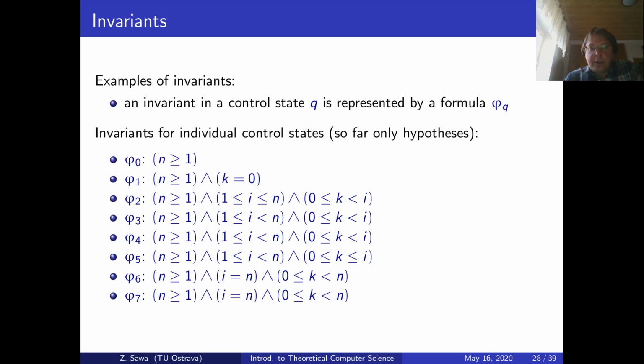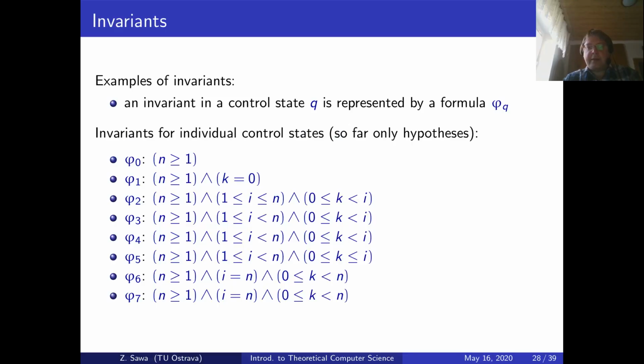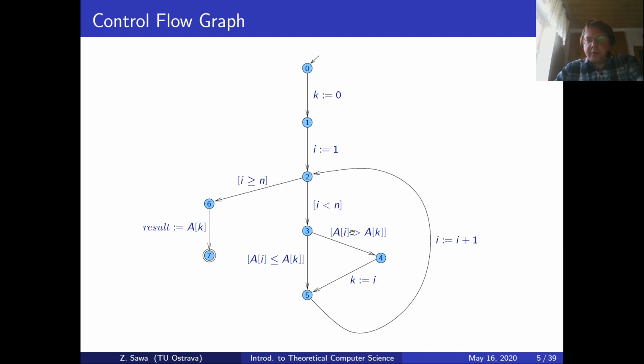So let's consider this control flow graph representing this program. And let's say we would like to show what could go wrong in this kind of code. Let's assume for simplicity that we do not put any bounds on the values that are stored in variables. So the values of variables could be arbitrarily big.